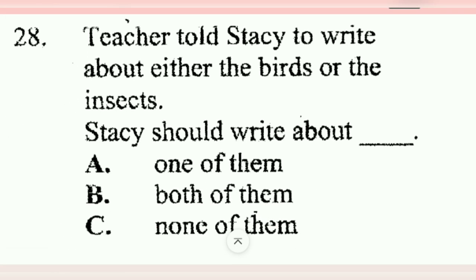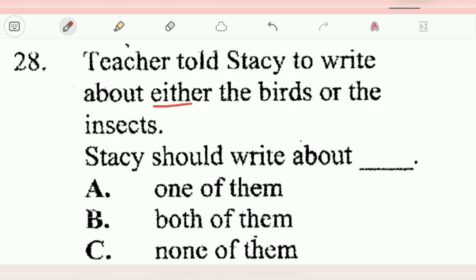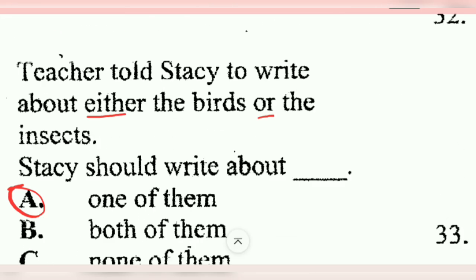28. Teacher told Stacy to write about either the birds or the insects. Alright? Stacy should write about A. One of them. B. Both of them. C. None of them. Alright? Read again. Teacher told Stacy to write about either. So when you say either or, it means one of. So it's going to be one of them. So she can choose to write about birds or she can choose to write about insects. Either or is one. Neither nor is none.